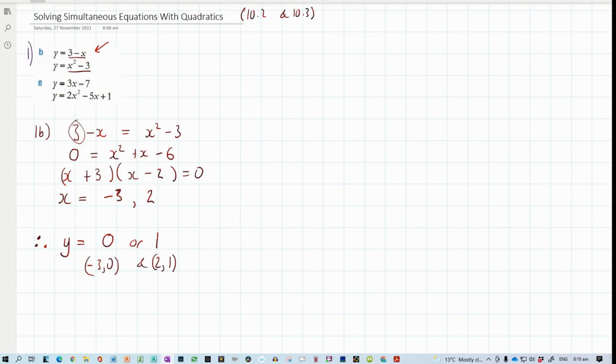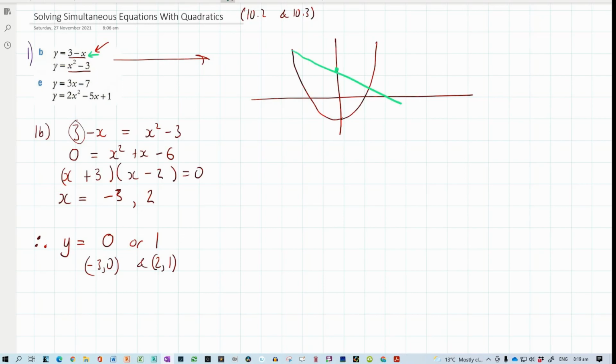What this actually means, if we were to draw this, is we've got x squared minus 3, which looks like this, doesn't it? And then we've got the line equation, and it's got a negative gradient. It starts at 3, and it goes like this. So what this says is this would be 2, 1, and this one, well, obviously I haven't drawn this correctly, because this one should be negative 3, 6. But you get the idea of what's going on here.